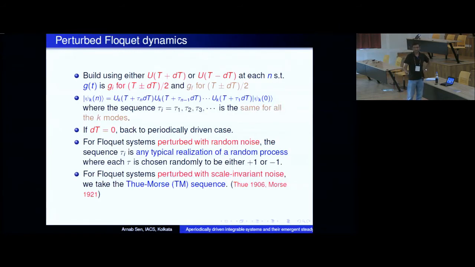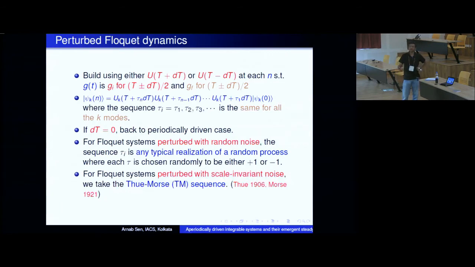Clearly there are many ways of cooking up non-periodic functions in time like that, right? And then we ask, what are the steady states of this? On a mathematical level, the problem now becomes the following. At each k, you have T plus tau_1 dt and T plus tau_2 dt and so on, where the sequence tau_1, tau_2, tau_3 is +1 or -1. Depending on what physical situation you have, like what kind of perturbations in the periodic time structure you want to give, you'll choose different kinds of sequences, right? And of course, if dt tends to 0, then you're back to the original case.